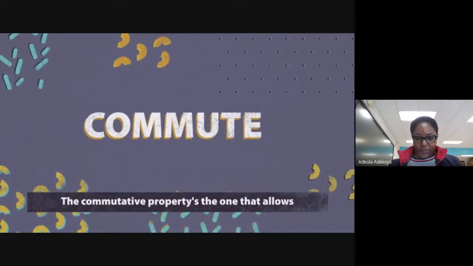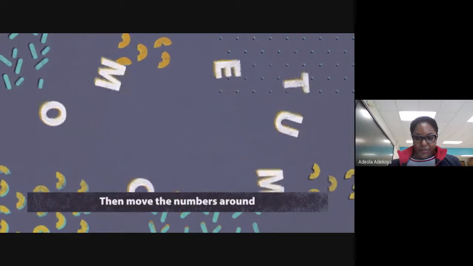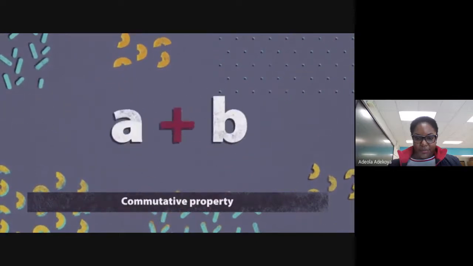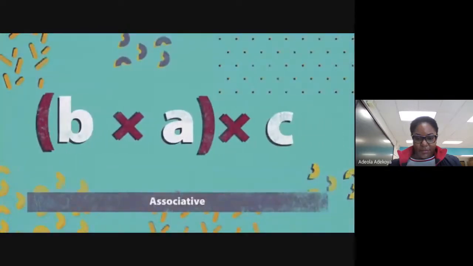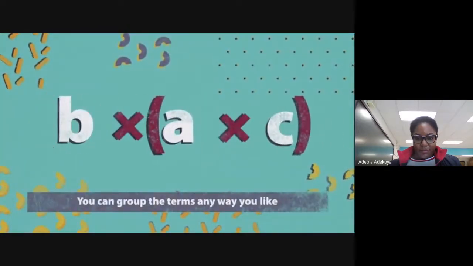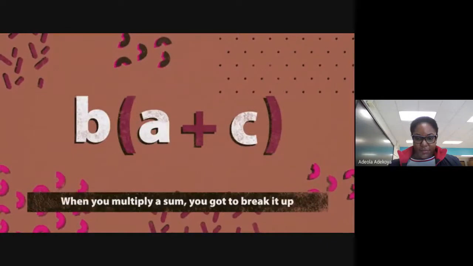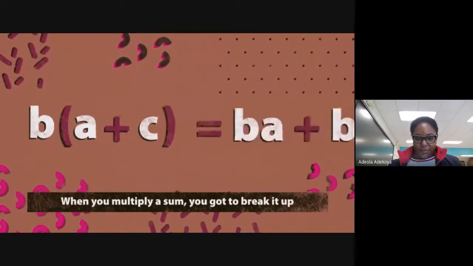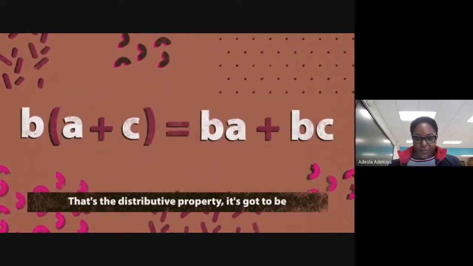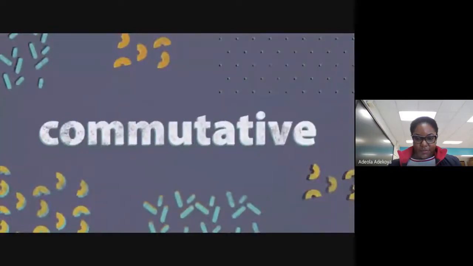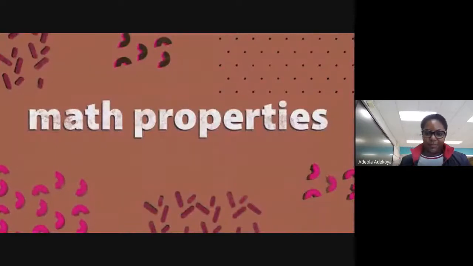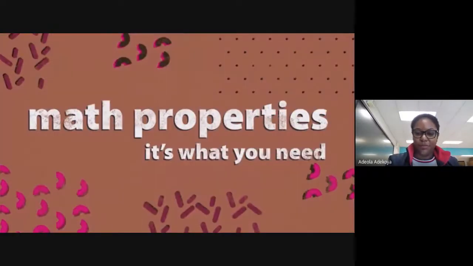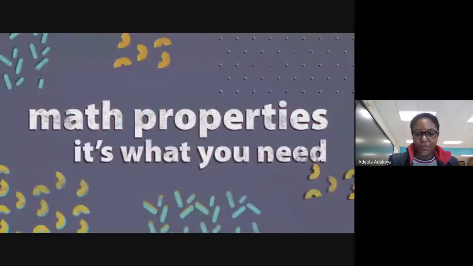The commutative properties, the one that allows us to write the numbers down, then move the numbers round. A commutative property in any order, you can add and multiply. Associative, you could group the terms any way you like. And now the last one, when you multiply a sum, you gotta break it up. That's distributive property, it's gotta be. Commutative, associative, distributive, all three. Math properties, it's what you need. It's what you need. It's what you need.